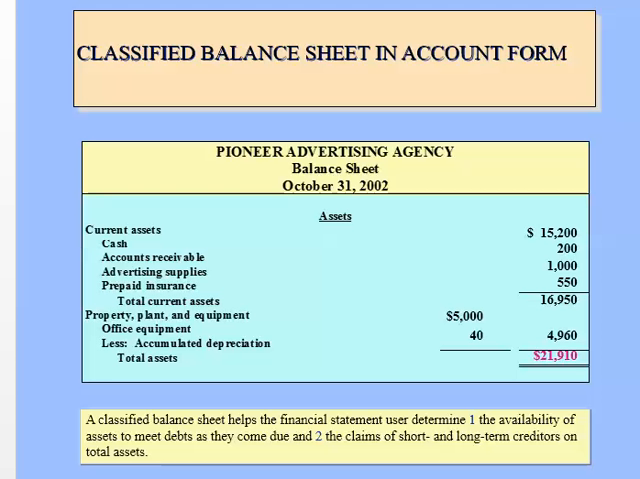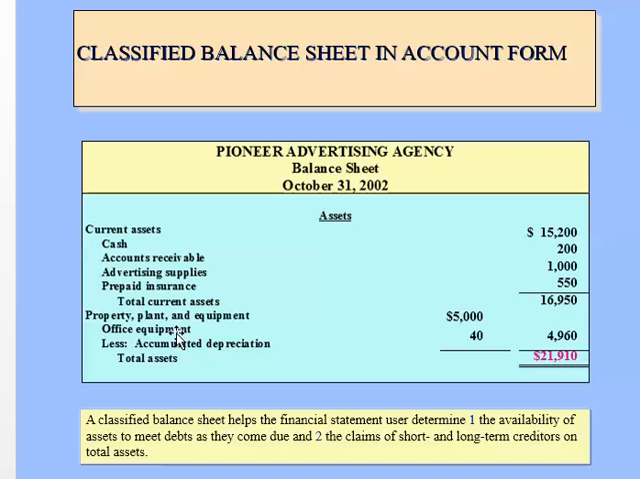So here's an example of a classified balance sheet. Again, we always start with the header, which is the company's name, balance sheet, and then the date. Remember, balance sheet is as of a specific date. Here's a snapshot of what our assets, liabilities, and equity are. So we'll list out our current assets: cash, accounts receivable, supplies, prepaid insurance. So total current assets are $16,950.